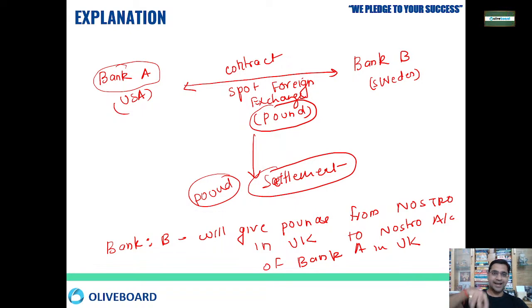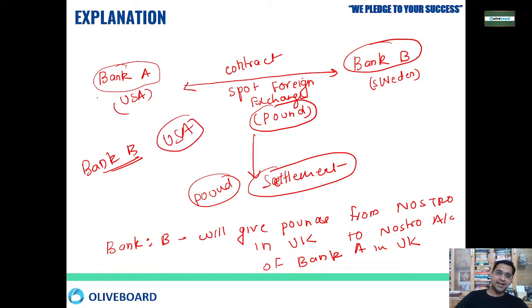Now Bank A has to give dollars for that settlement, right? So Bank B has already given their pounds in London. Now how will Bank B get the dollars? Bank B will have a branch in the USA. Bank B will have a nostro account in the USA also. So Bank A will send dollars to Bank B in their nostro account in the USA.